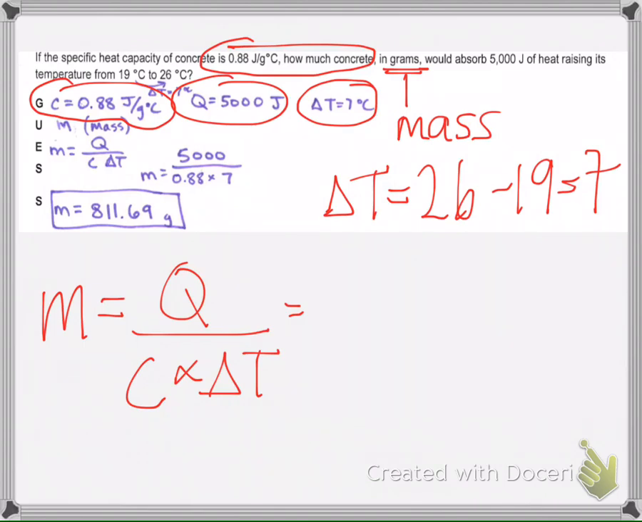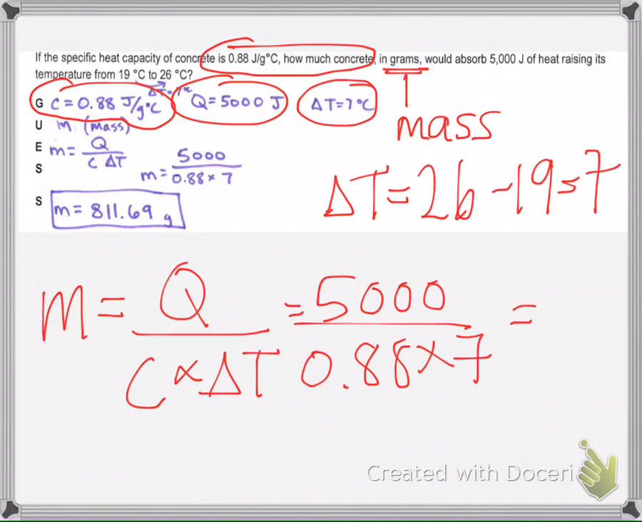So it's basically plug and chug. We're going to do 5,000 over 0.88 times 7. And that gives me my answer of 811.69 grams of concrete.